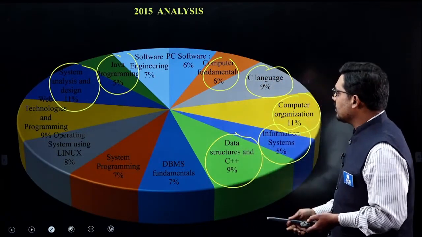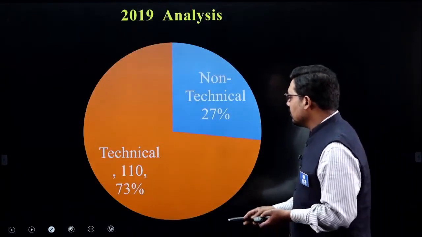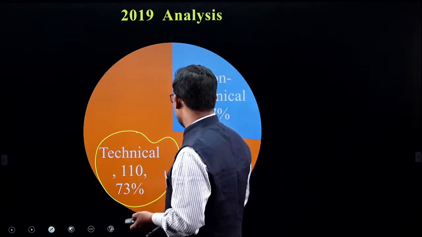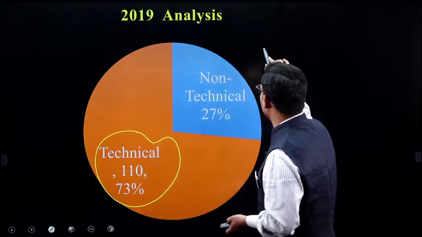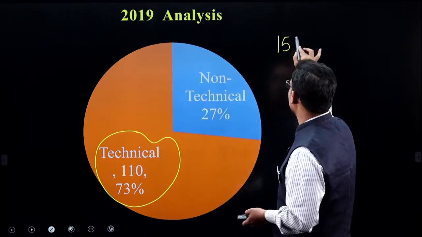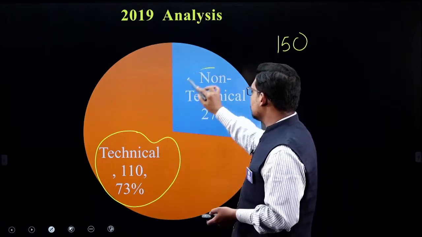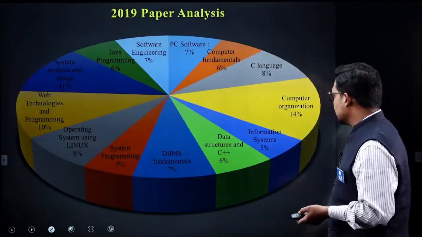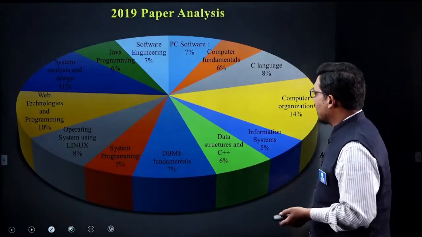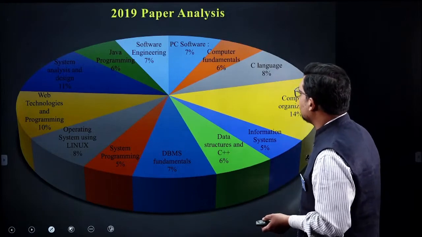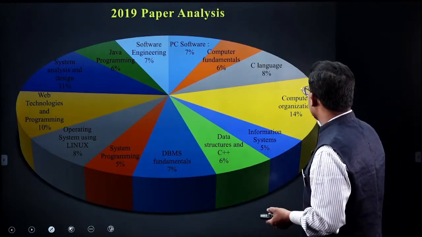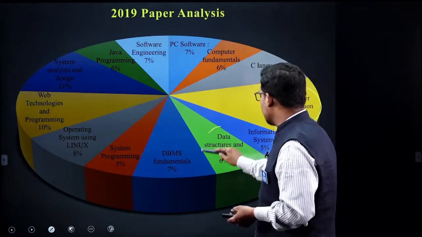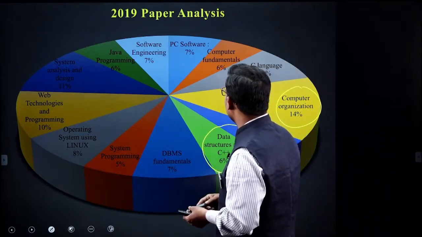Let's complete one more analysis, the latest paper. So now here technical content was around 110 out of 150 questions, and non-technical was around 27% here. Again, let's go through this analysis one more time, and you will find that the organization is having 14%. This is a single paper. Data structure and C++ 6%.